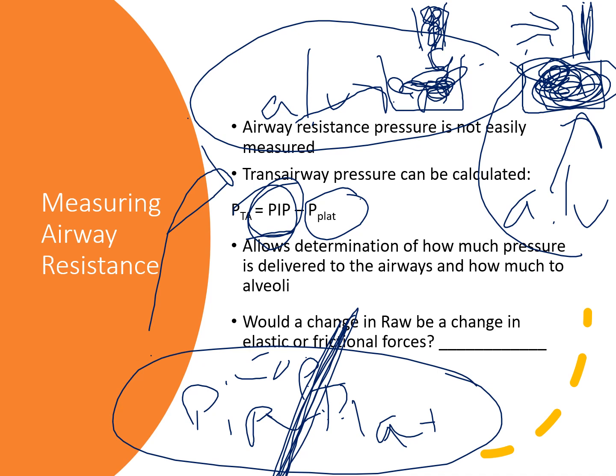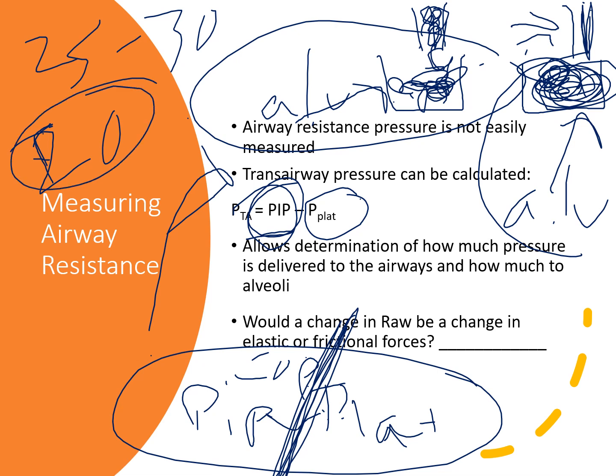So if I have a PIP that goes from 25 to 30 centimeters of water, but my plateau stays the same at, I don't know, 20, right? If I have a plateau of 20, and it doesn't change, it just stays at 20. Well, my PIP moved, my plateau stayed the same, so therefore it was a raw issue. So it's something to do with the straw, right? Think raw, think straw. Smaller straw, right? That's what we're looking at here.